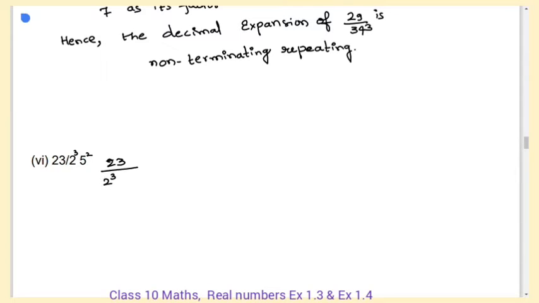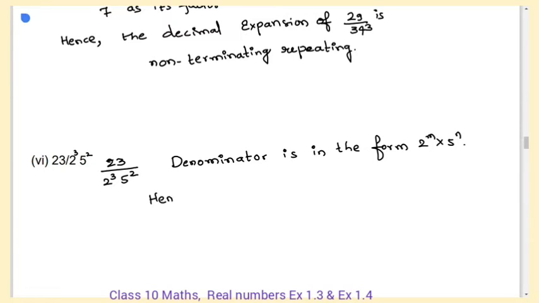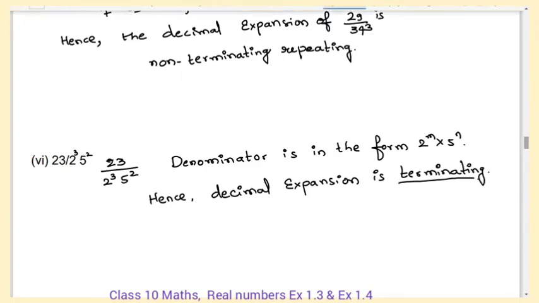Sixth one, 23 by 2 cube 5 square. So no need to find prime factors, already they have given. So denominator is in the form 2 raised to m, 5 raised to n. Hence, here decimal expansion of 23 by 2 cube 5 square is terminating.